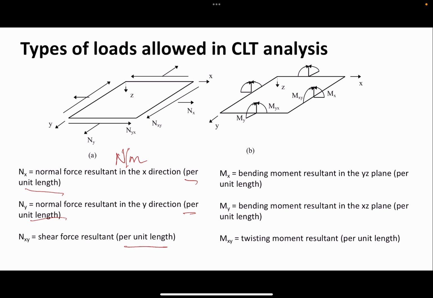Similarly, your bending moments Mx, My, and Mxy, which is a twisting moment that we usually denote by the symbol T, are also per unit length. This is very, very important. So it's Newton meters per meter. The meter and meter do not get cancelled, they do not become newtons. It's bending moment, or rotation, per unit length of your structure.